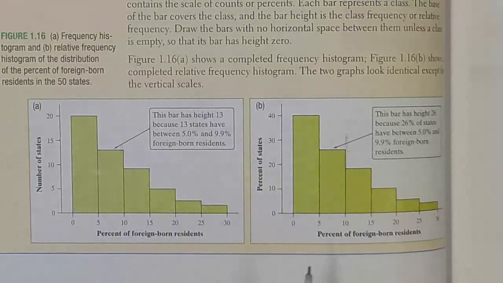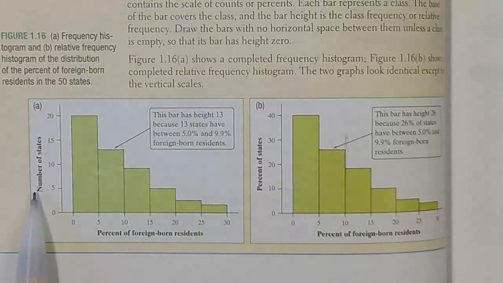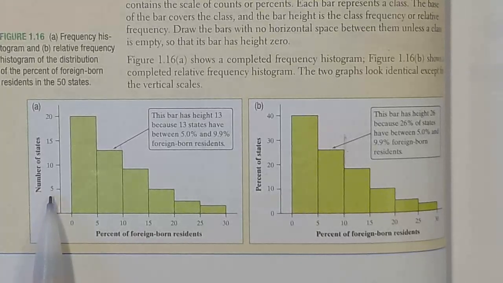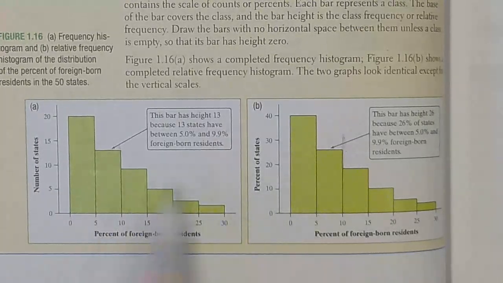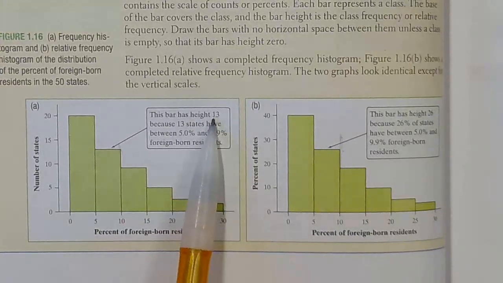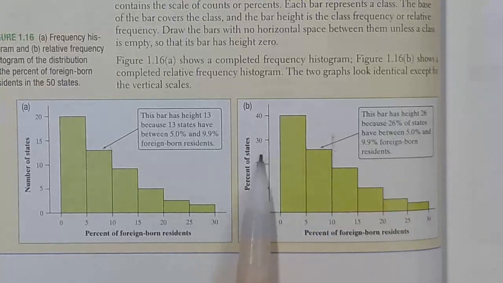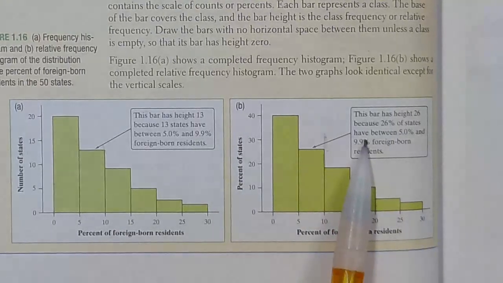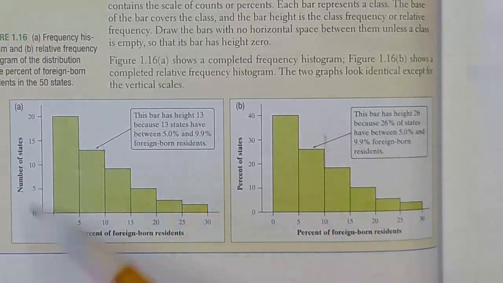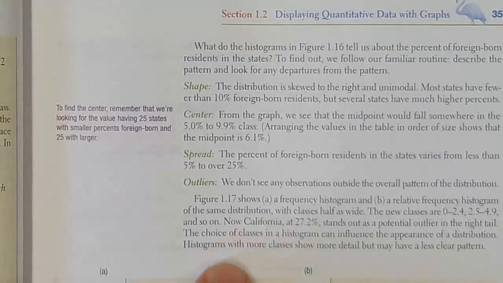They're just making a point here that whether it's relative frequency, percent, or counts, the distribution is going to look the same. That's the same data. This bar here is a count of 13 states, right? And over here it looks identical, but now it's percent, and if you look at the y-axis, it's 26%. But they're both skewed right. They're both going to have the same general outcome when we decide the shape, center, spread, and outliers of it.